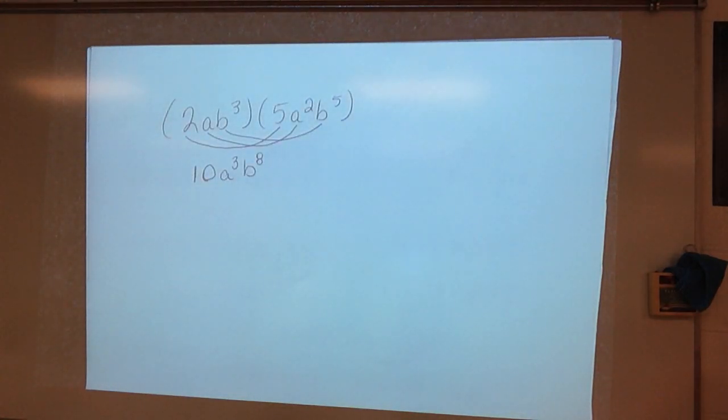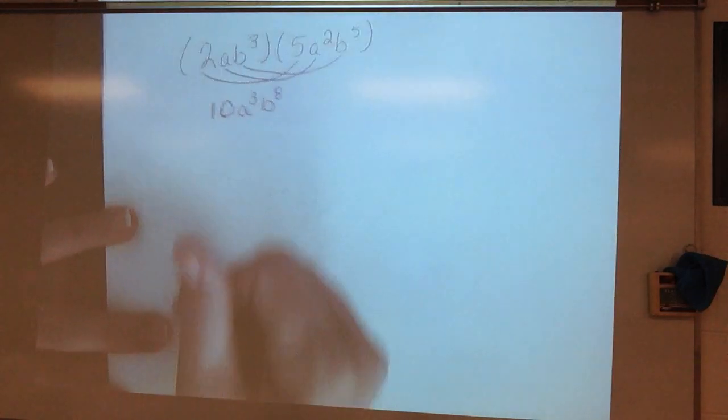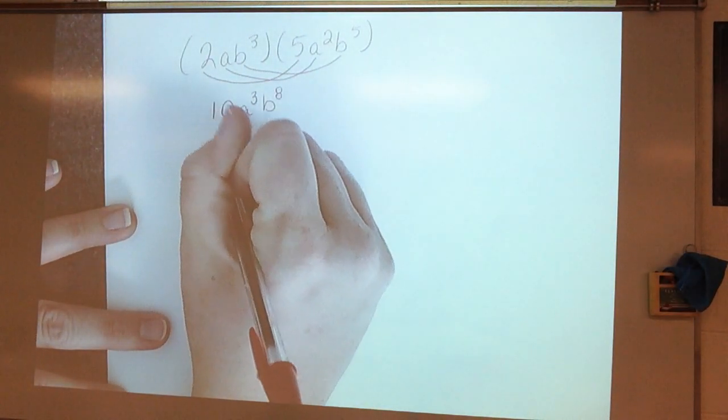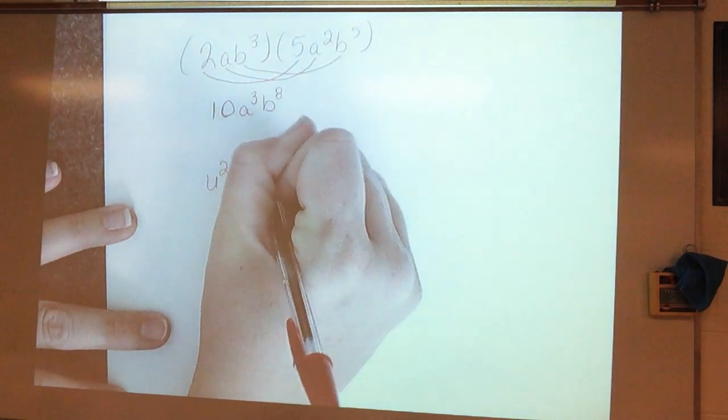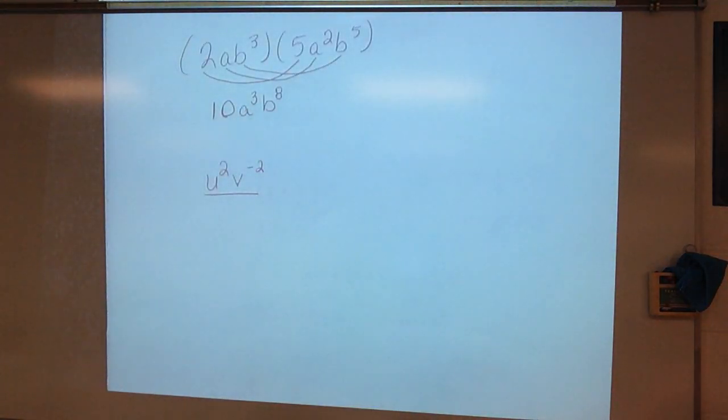All right? Look at b. I have u squared v to the negative 2 over u to the negative 1 v to the third.